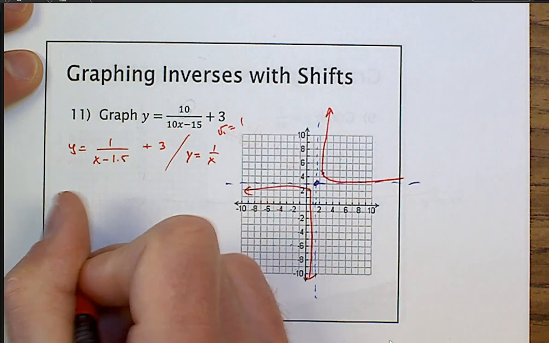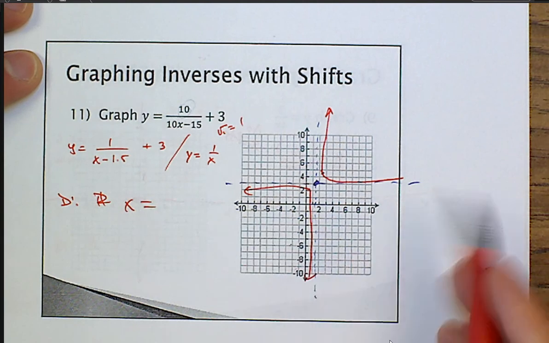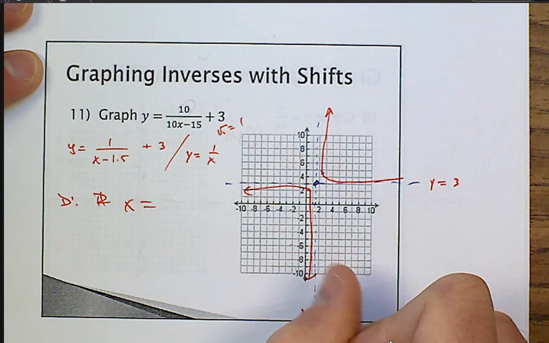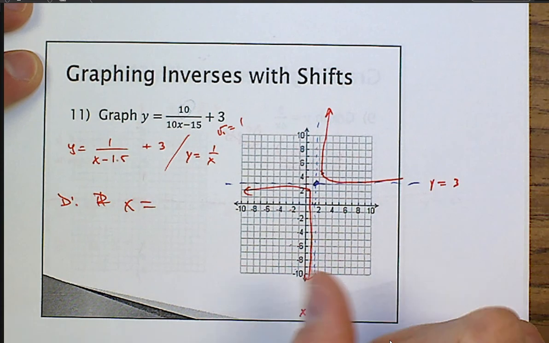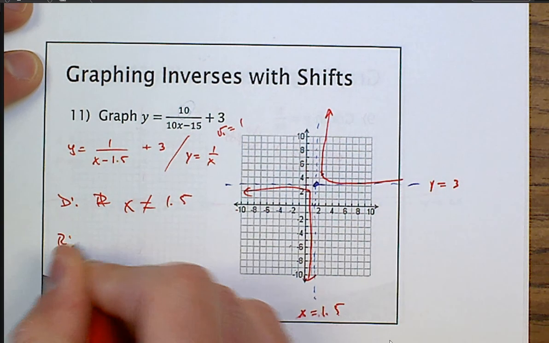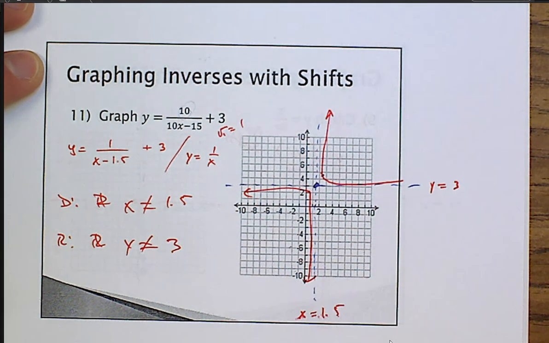Domain, all reals, x can't be... I had a shift. This was my y equals, what was it, y equals 3, yeah? And this is x equals 1.5. That's why I like to write those out, because it helps me with my domain and range. So x can't be 1.5. My range is all real numbers. Y can't be 3. Done.